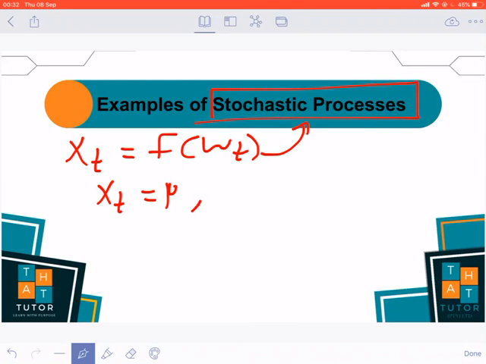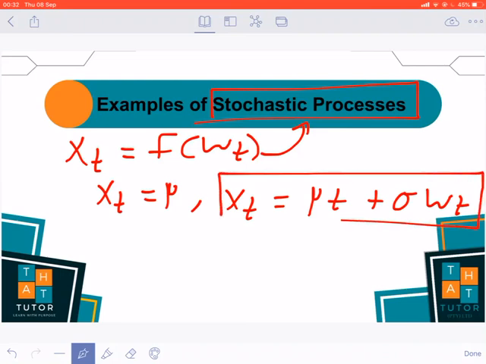Another example you can think of: let's say X_t is equal to μt plus σW_t. So as you can see, it is a process that is influenced by a Brownian motion, because here is a Brownian motion, W of t. So this is very important.